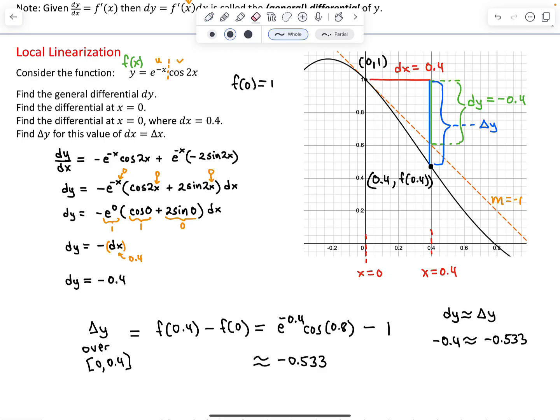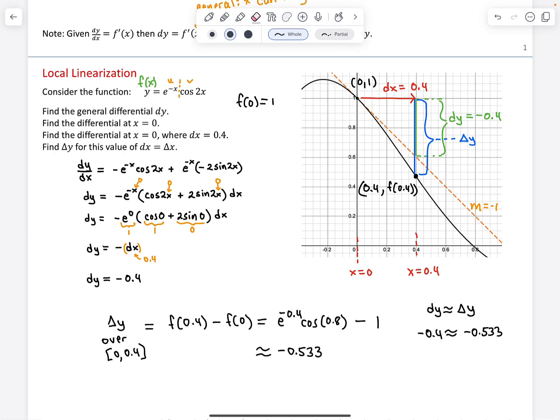Also bear in mind that dx can be a negative value. In this example, dx was 0.4, suggesting we moved to the right. If dx had been negative, we simply would have repeated our analysis, but moving to the left from the point of tangency, and then comparing the output of the function and the output of the tangent line. Let's see how the mathematical ideas here can be useful. Let's go to the next page.